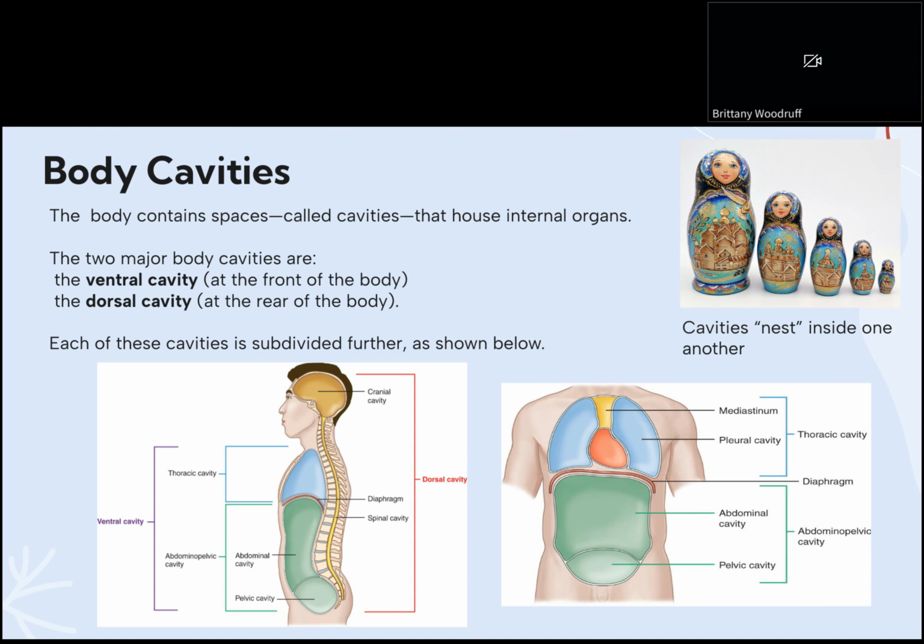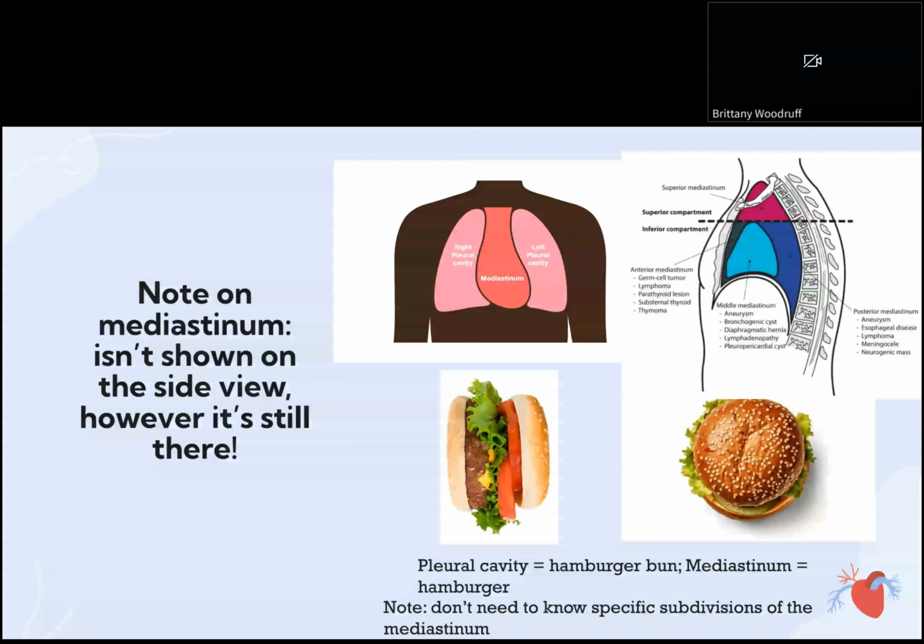Now, on this picture, like this side view here, you don't see the mediastinum. I just like to take this opportunity to point out we are drawing a 3D structure in 2D diagrams. So sometimes one organ is going to cover another. That does not mean that organ does not still exist. So your mediastinum is still there. It's just covered by the lungs.